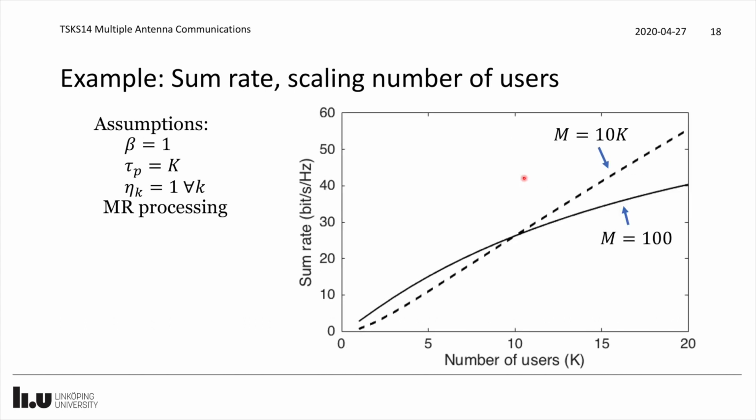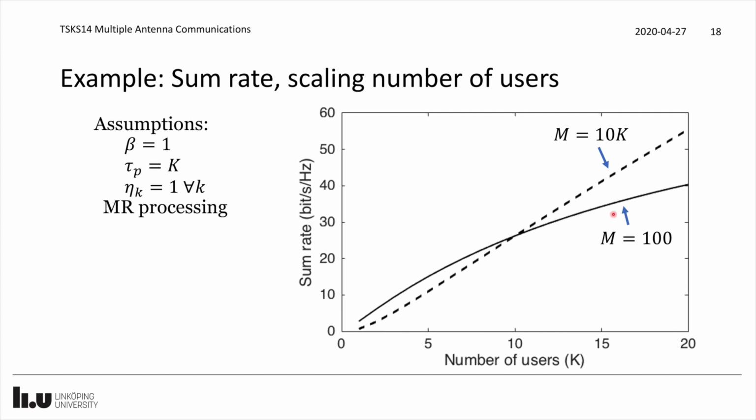Finally, if we consider the same setup again, but now instead of looking at the performance per user, we are considering the sum of the rates of all of the different users. Then we still have the same setup. We still have the two curves where we either have 100 antennas and a varying number of users, or we have a varying number of users and always 10 times more antennas than users. Then we can see that the sum rate is going up with the number of users in all of these different setups.